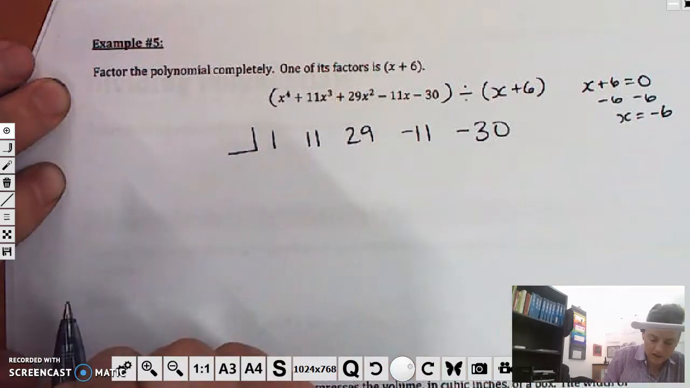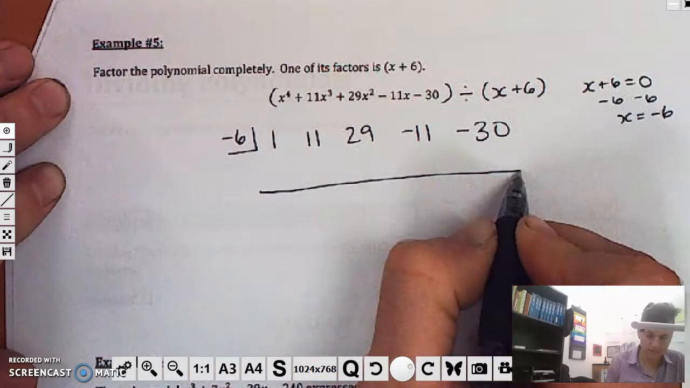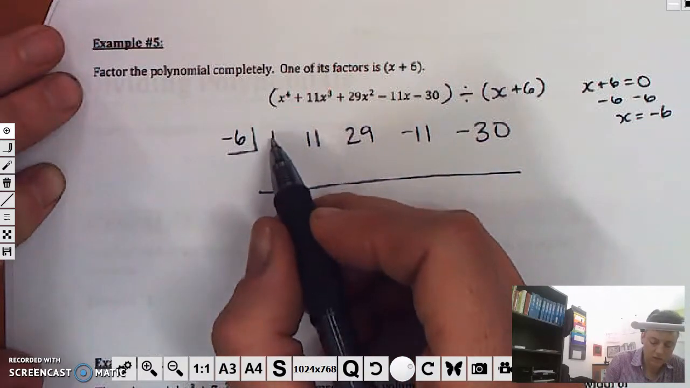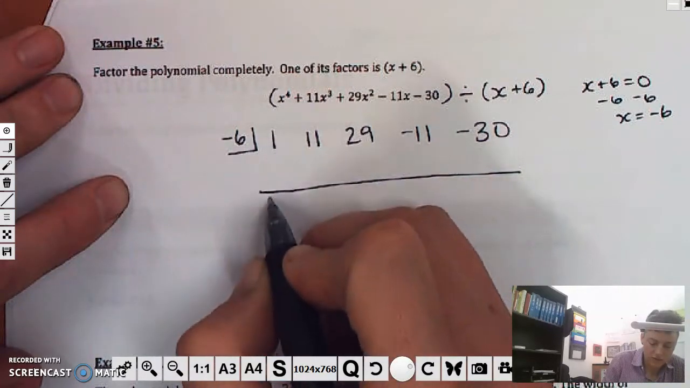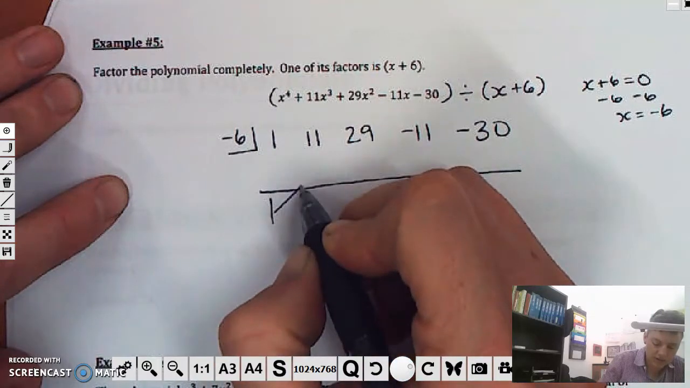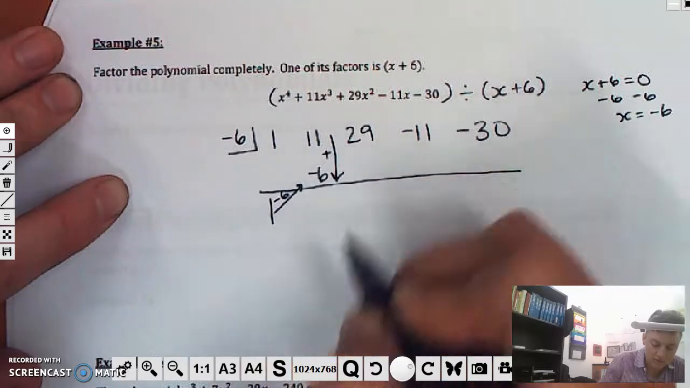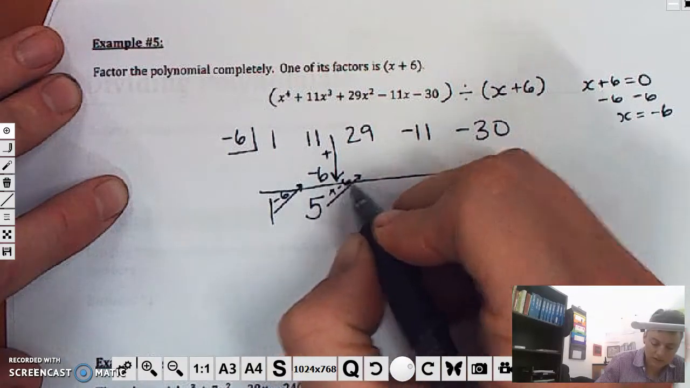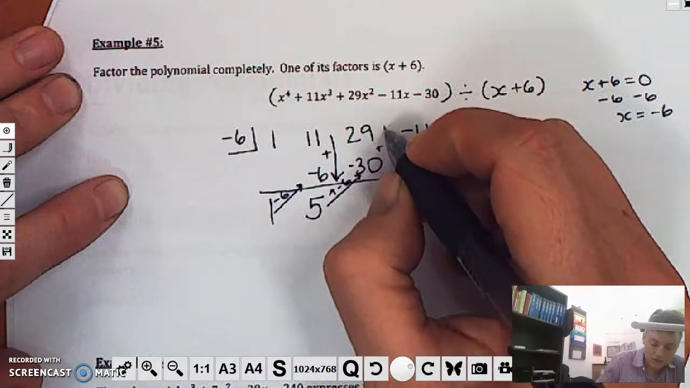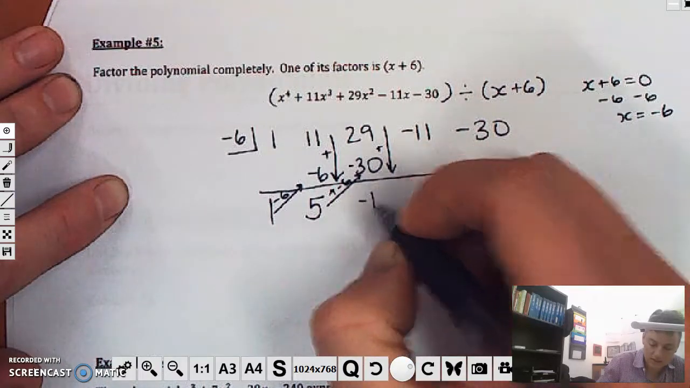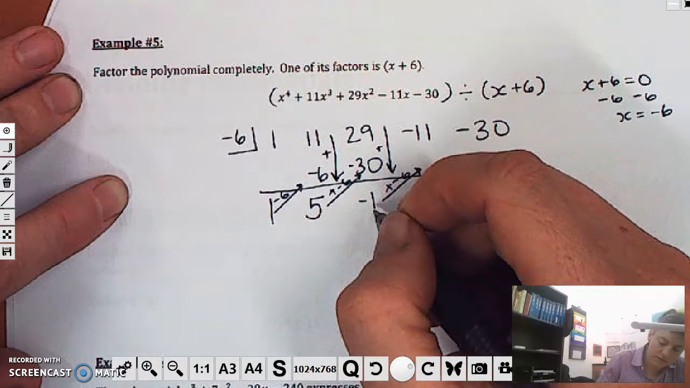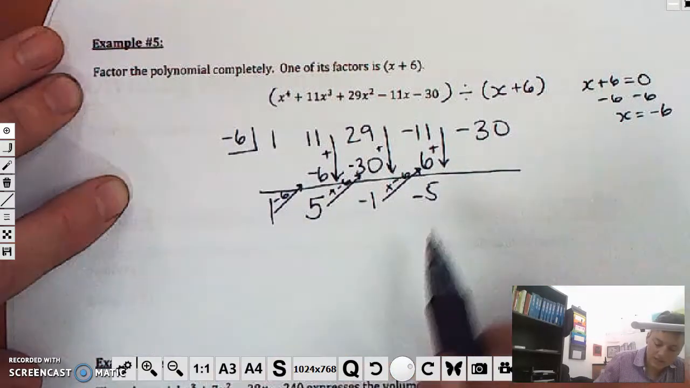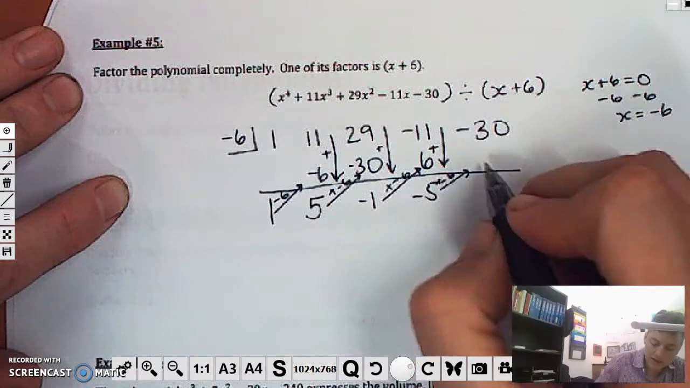What goes in the box? Negative 6 does. I leave a space. All right, add straight down. We're really adding 0 here, so we're essentially bringing that 1 down to the bottom. 1 plus 0 is 1. Take this number, multiply by the number in the box. 1 times negative 6 is negative 6. Add straight down. 11 plus negative 6 is 5 times negative 6, negative 30. Add straight down. And 29 plus negative 30 is negative 1 times negative 6 is positive 6. Add straight down. We're going to get a negative 5. Negative 6 times negative 5 is positive 30.